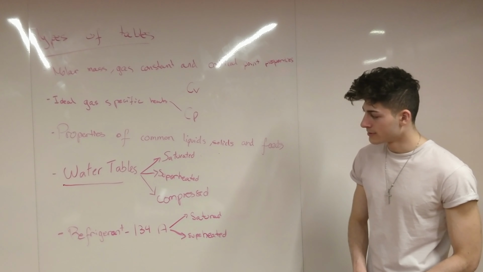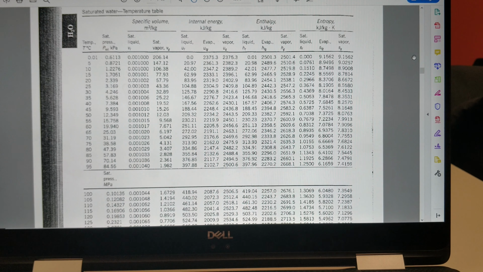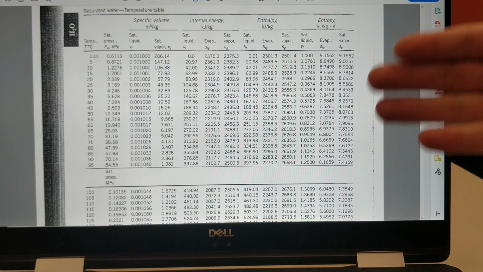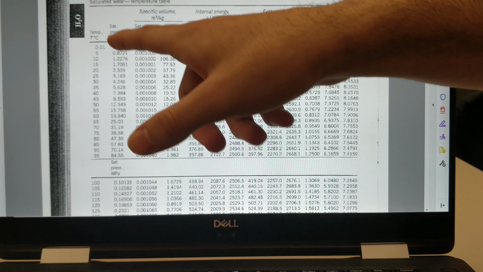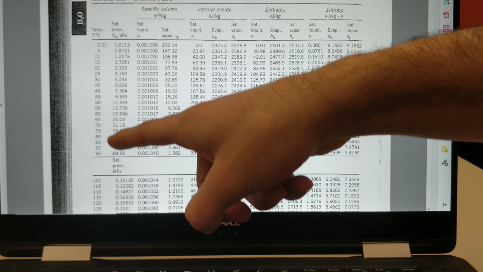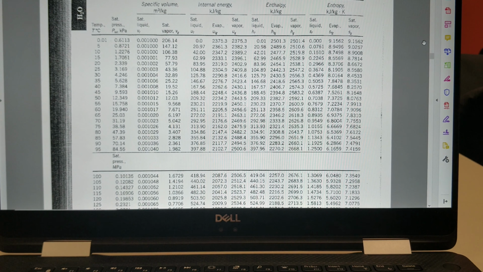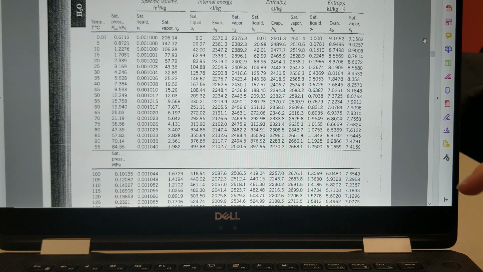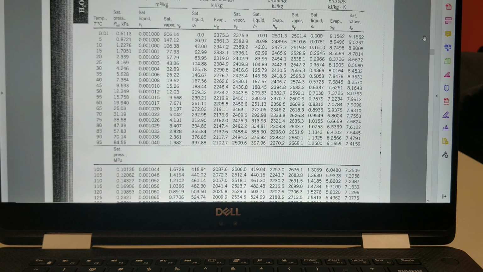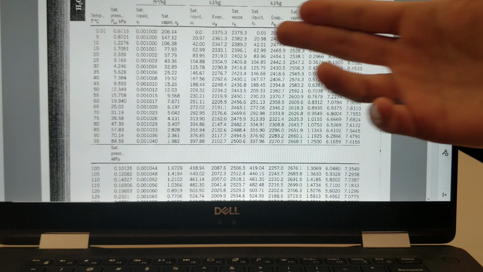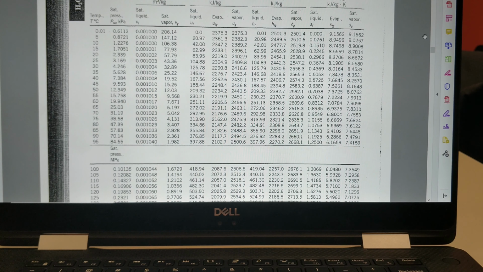So now to use the saturated water temperature table, what we do is, first of all, we open up the table. Then we can see that in this particular one, they're arranged in ascending order of temperature in degrees Celsius. So if we have two independent intensive properties, then we can determine the rest of the properties of the liquid.